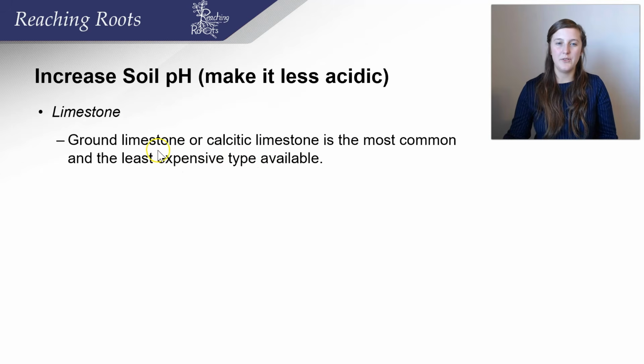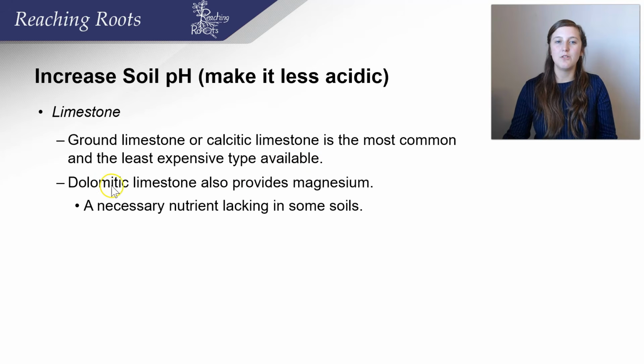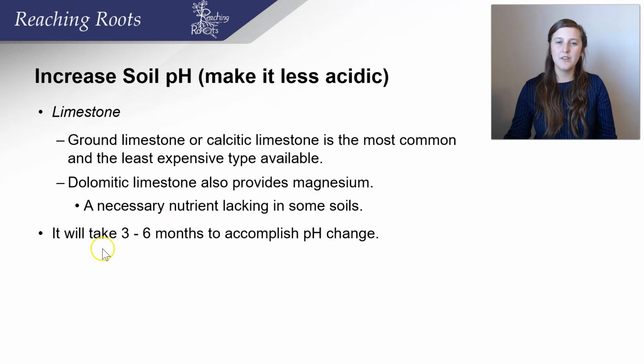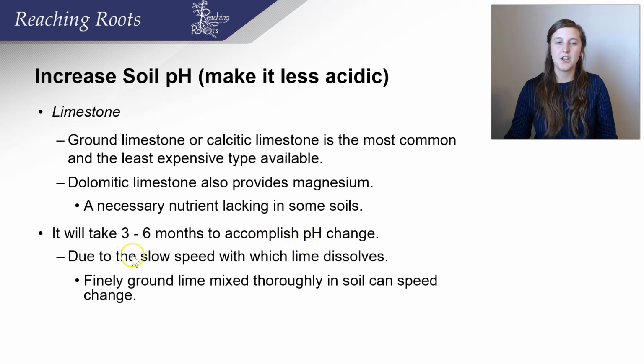You can use limestone. Adding ground limestone is the most common and least expensive way to make your soil less acidic. You can also use dolomitic limestone, and that also provides magnesium, which is sometimes a necessary nutrient lacking in some soils. It will take anywhere from 3 to 6 months to accomplish a pH change. Due to the slow speed at which limestone dissolves, you can get limestone that's more finely ground, and you can have a faster change of pH.